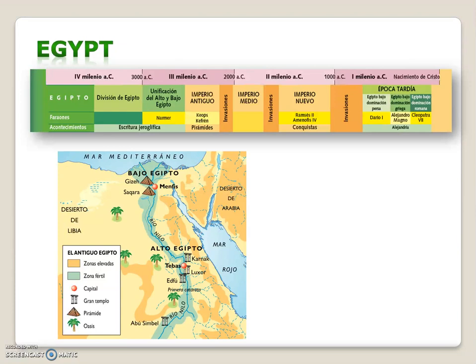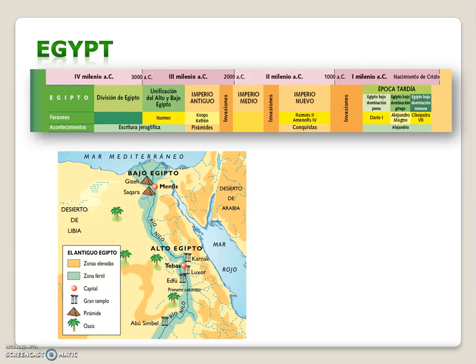The area of Egypt was surrounded by natural frontiers. On the north, you can see the Mediterranean Sea, and on the west and on the east, we are going to find desert that protected Egypt up to a certain point from external enemy attacks.